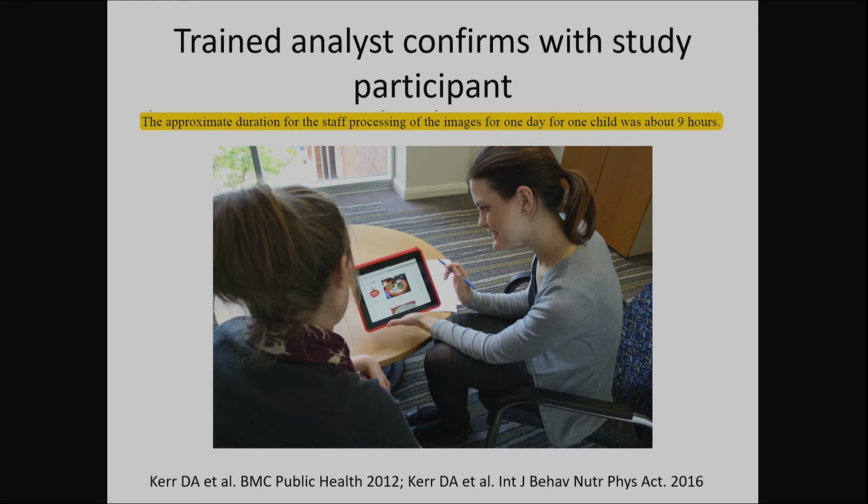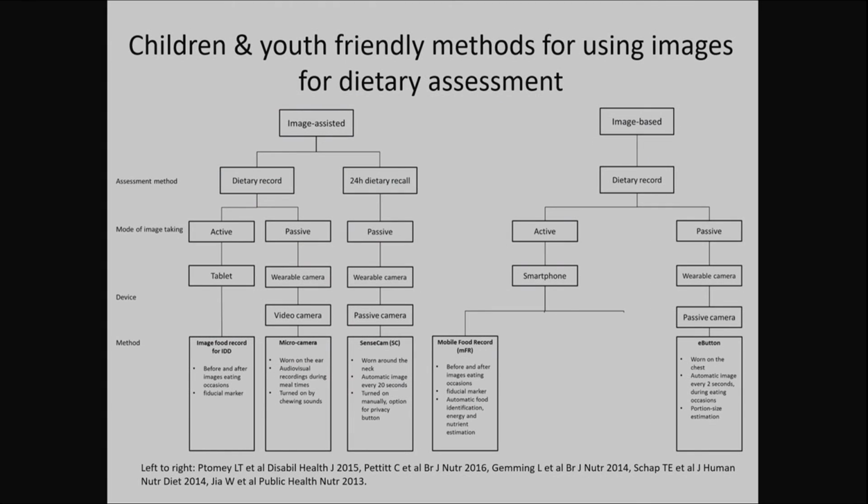Now this process takes about 30 minutes to an hour to do 4 days. This was 4 days, and then sitting here with the person and entering the data. The approximate duration for the staff processing of the images for 1 day for one child with the E button was about 9 hours, because it's big data. It's big data. But that's going to go away. That's going to go away eventually.